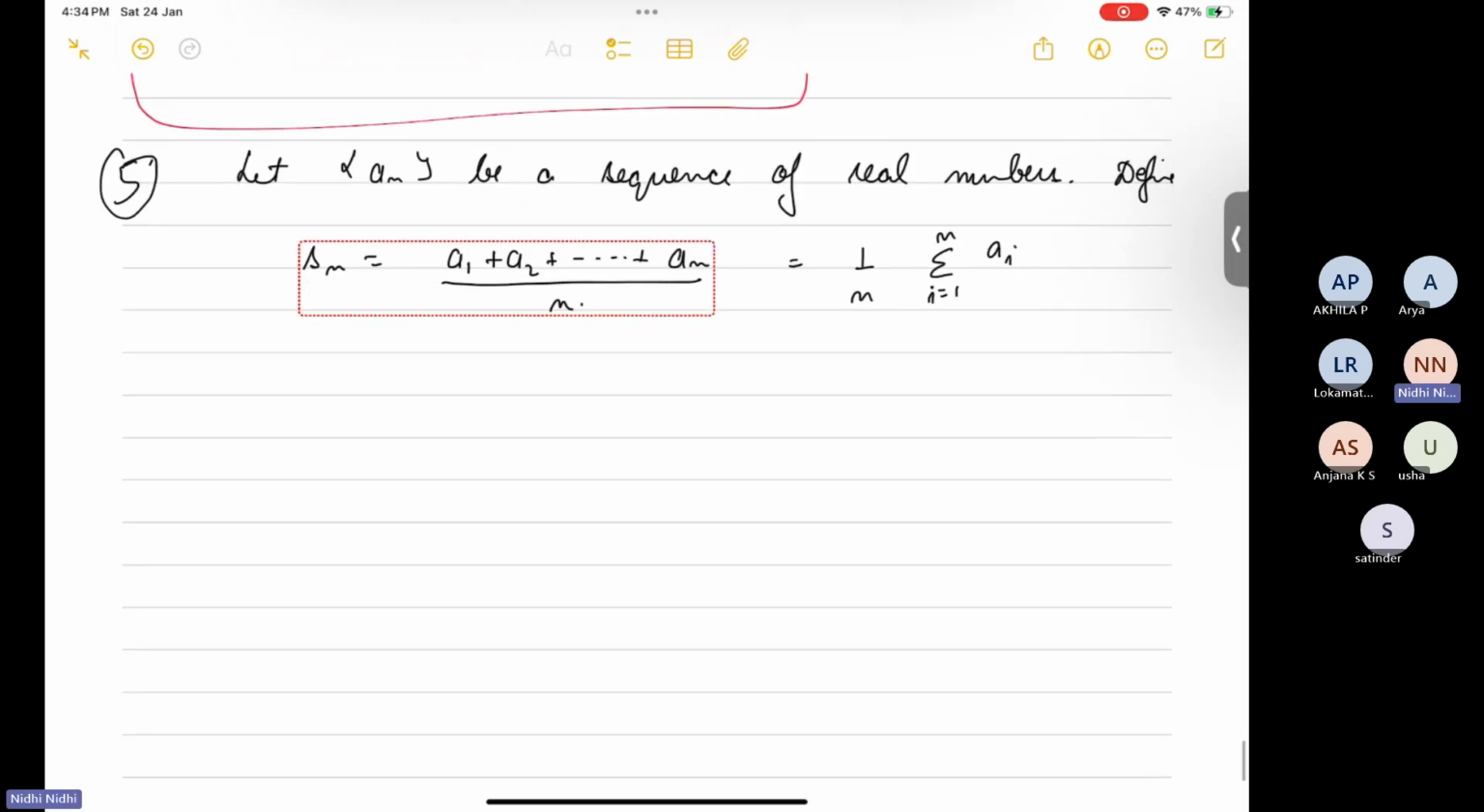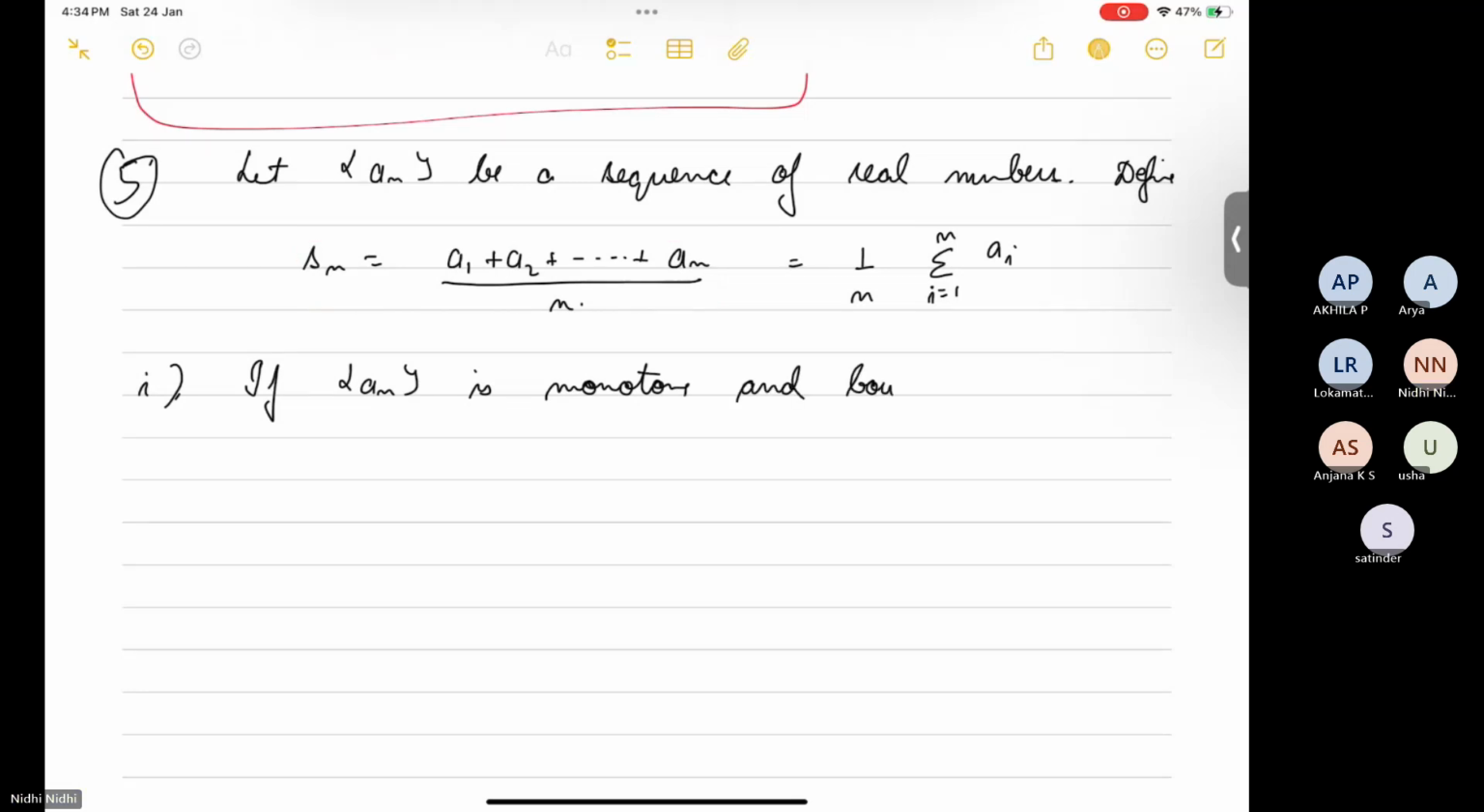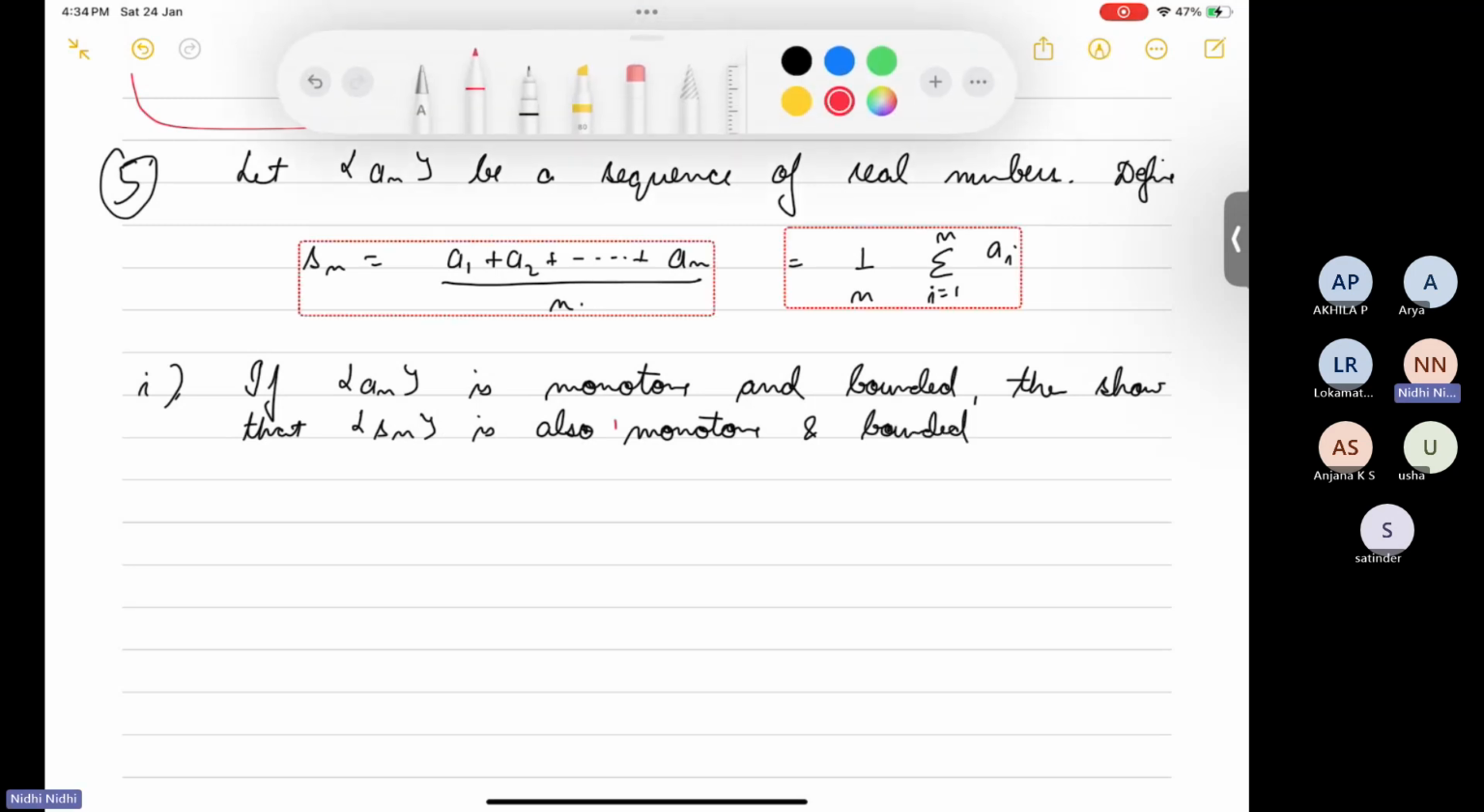Now we need to show that if the sequence an is monotone and bounded, then show that the sequence Sn is also monotone and bounded. Now what do we mean by monotone sequence?